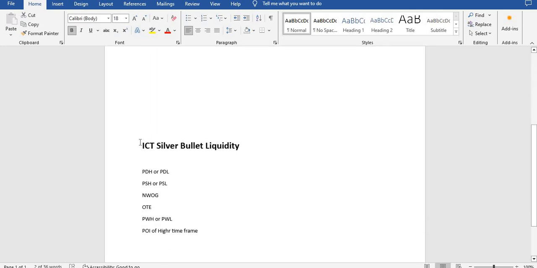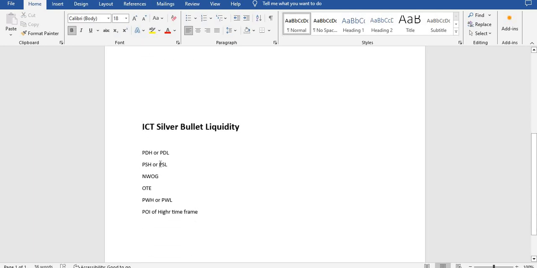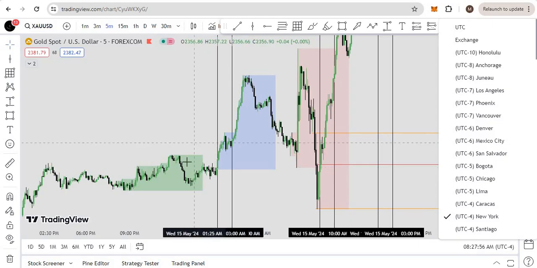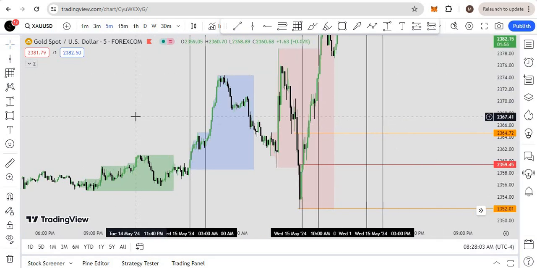And the thing you have to do in Silver Bullet, in the specific time frame, is find the liquidity. It can be the previous day high or previous day low, previous structure high, previous session high, previous session low, new week opening gap, the optimal trade entry, previous week high, previous week low, or any PD array of a higher time frame. Once you get that, you have to find the market structure shift with displacement, like the ICT 2022 model concepts, and you have to take the trade on the fair value gap toward the opposite side liquidity.